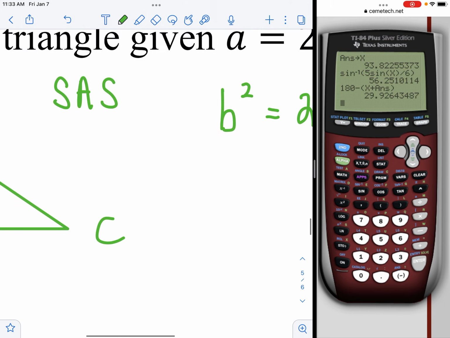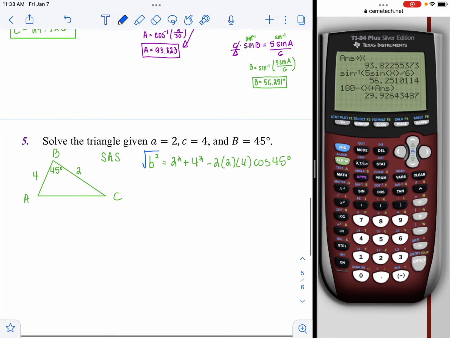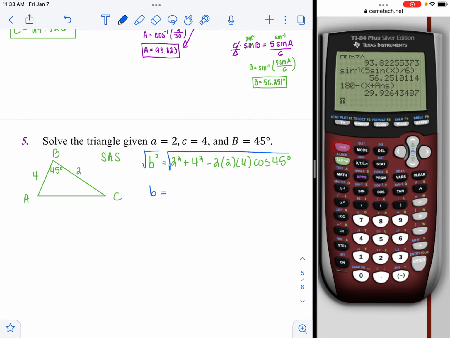Now I need to solve for side B. Notice if I move everything over and get B by itself, all I have to do is square root. I like SAS to start. So square root both sides, and I get B is equal to, and now I need to type that in my calculator. Don't forget to put the square root. 2 squared plus 4 squared minus 2 parentheses 2, close it, open a new one, 4, close it, cosine of 45, close the parentheses, hit enter, and I get B is 2.947.